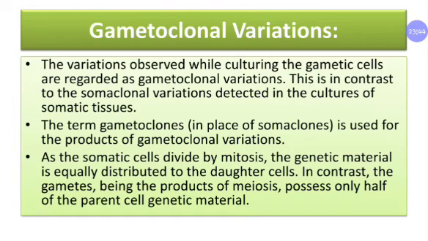Gametoclonal variations. The variations observed in the gametic cells are regarded as gametoclonal variations, unlike the somaclonal variations, which are the variations detected in cultures of somatic cells. As the somatic cells divide by mitosis, the genetic material is equally distributed to the daughter cells. In contrast, the gametes, being the products of meiosis, possess only half of the parent cell genetic material.